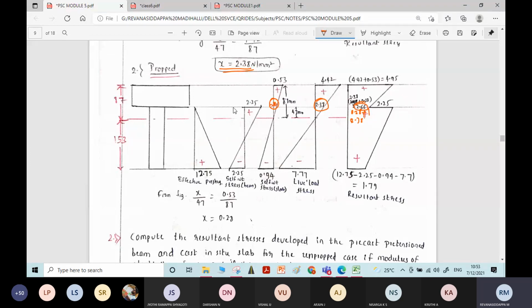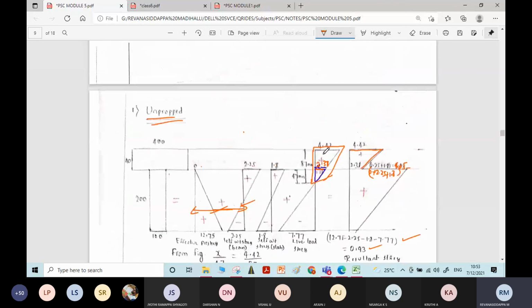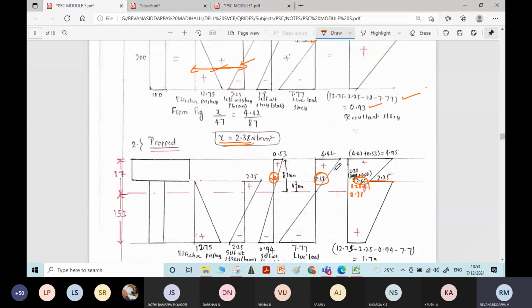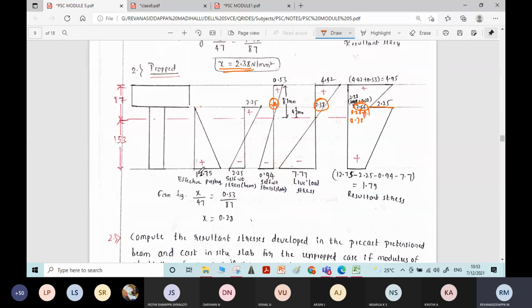Then the stresses corresponding to the top fiber of the beam: it is 0 plus 2.25, then increase it to 2.25, and here 1.79, the same value. 1.79 is the summation of the bottom stresses.